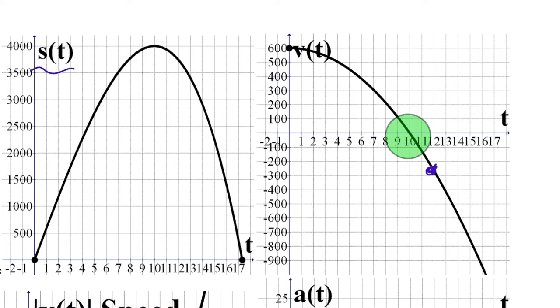And we can confirm this with the velocity graph. At t equals 10, its velocity goes from positive to negative, meaning after t equals 10, the velocity is negative, meaning the helicopter starts to fall down.